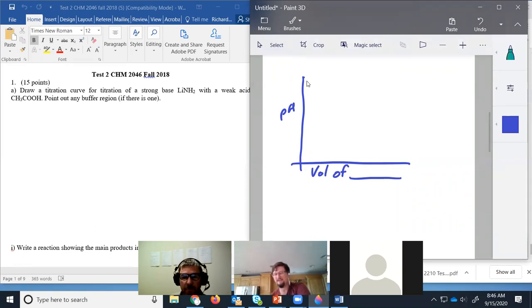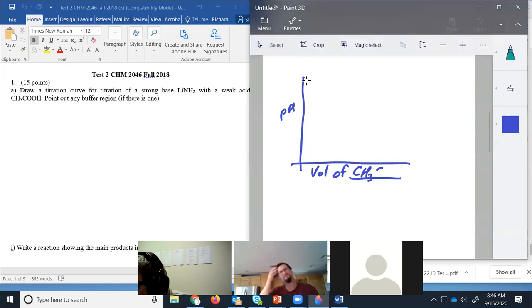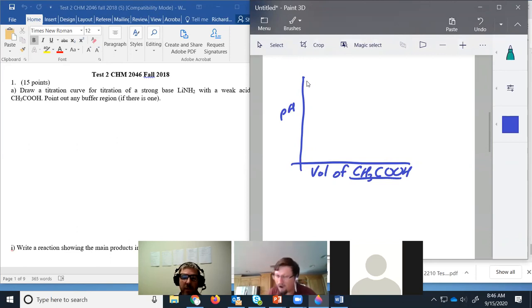So how do you know that? Because that's what we're adding to titrate with. How do you know that that's what you're adding? Because we're titrating with a weak acid. Right. So the weak acid's in the burette, right? That's what we know. Correct. Yeah. Is everybody okay with this? Does anybody have any questions about being able to tell what goes on that x-axis?